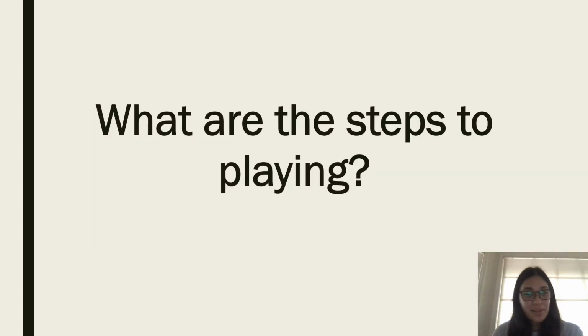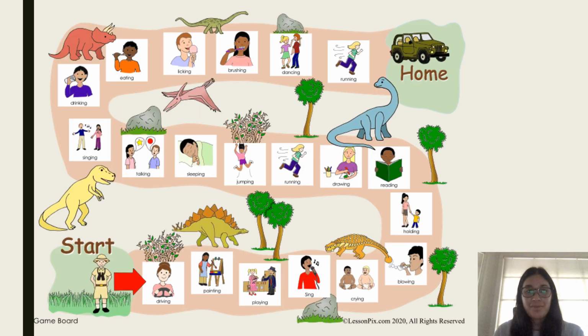What are the steps to playing? Well, first, observe this close-up image of the game board. As you can see, there are various action verbs that are depicted in the present progressive form. It's important for the client to use the pictures that are displayed to correctly name the pronoun of the individual in the images, as well as the appropriate auxiliary verb and the action verbs taking place.